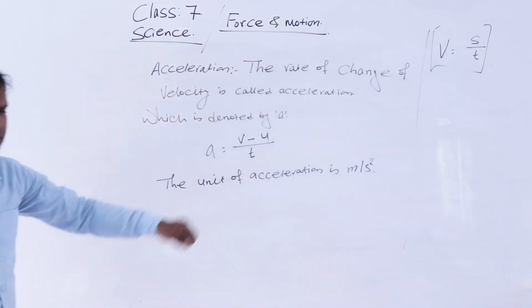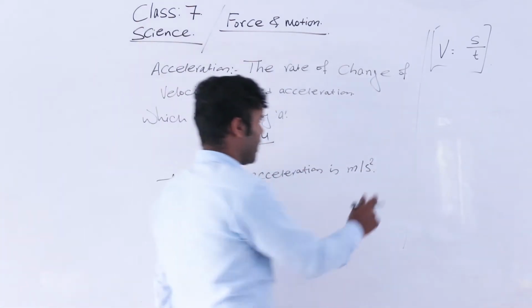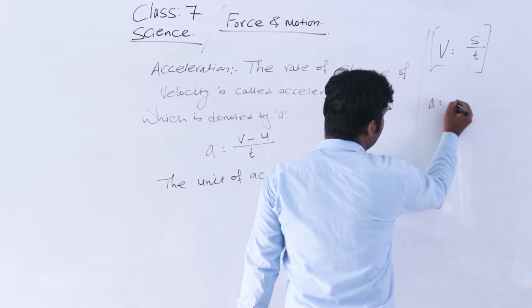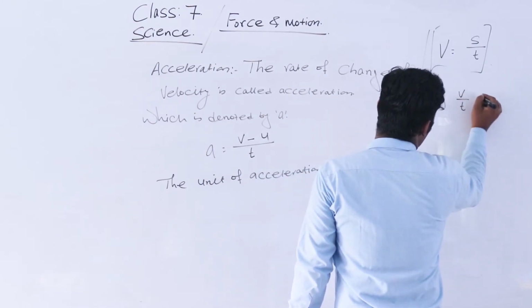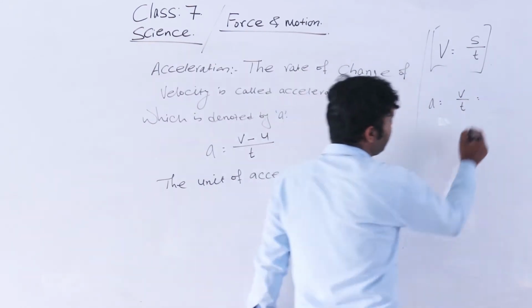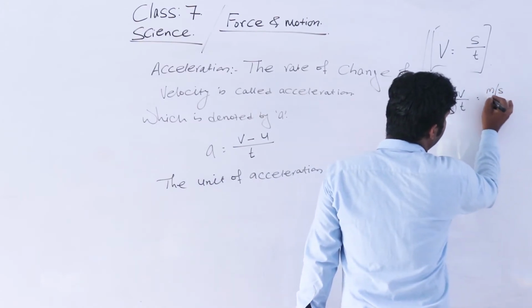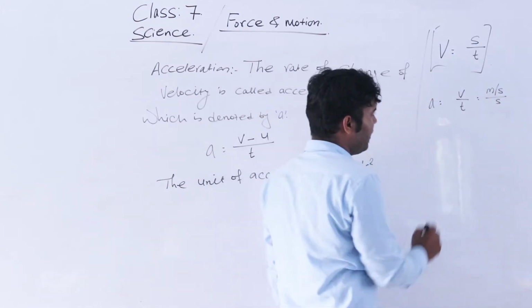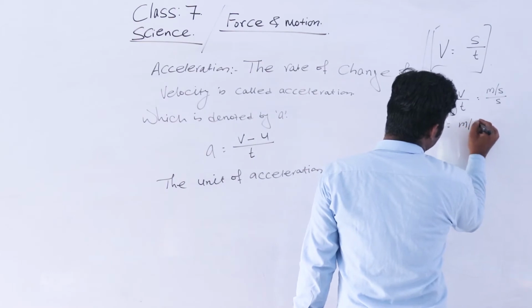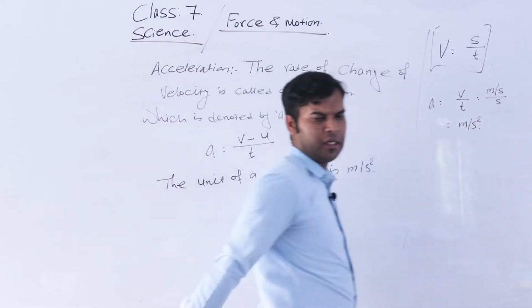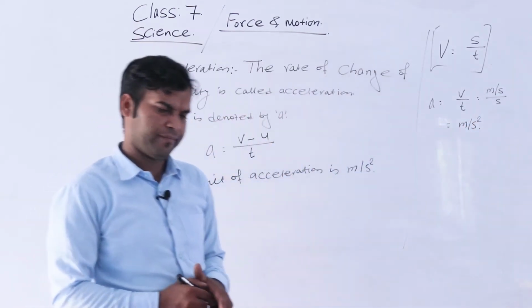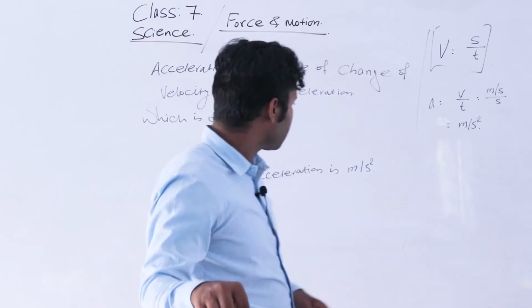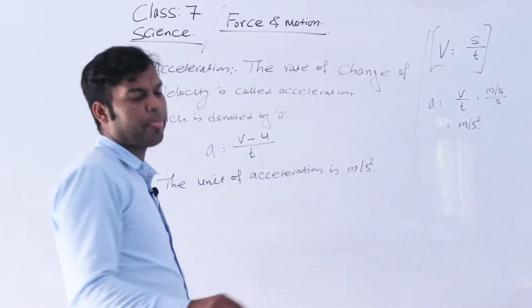How do we calculate this meter per second square? Look here once. Acceleration a is equal to velocity upon time. The unit of velocity is meter per second divided by the unit of time, second. It gives meter per second square. Isn't it? Okay, student.